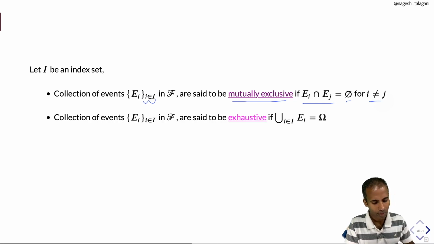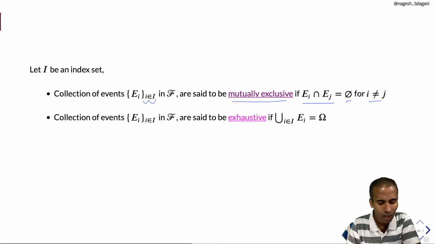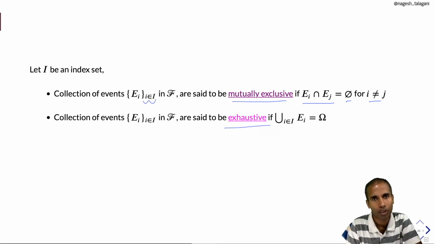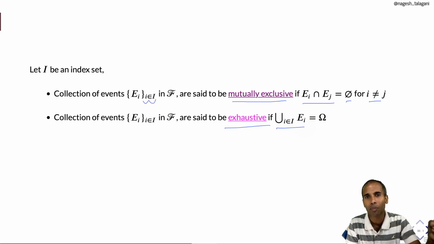Next, the collection of events Ei in script F is said to be an exhaustive collection if they cover the whole sample space, which means when I take their union, I should get the whole sample space. Means every outcome is covered by some event Ei. Which also means whenever we perform an experiment, at least one event in the collection will happen. Such a collection is said to be an exhaustive collection.